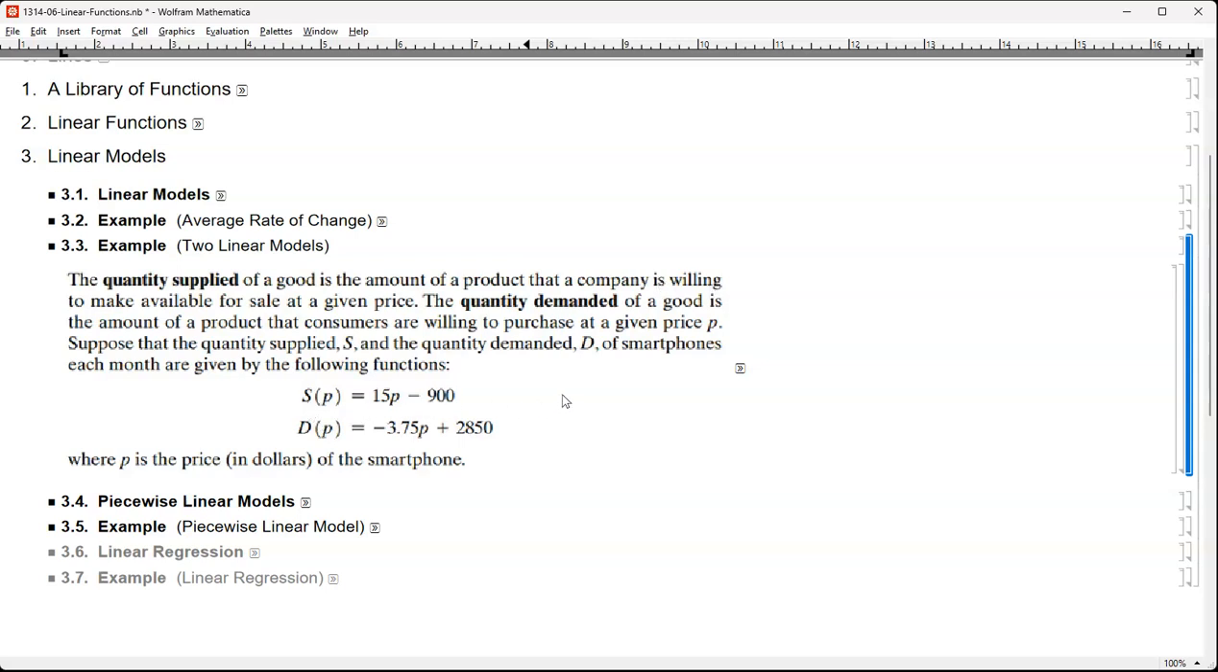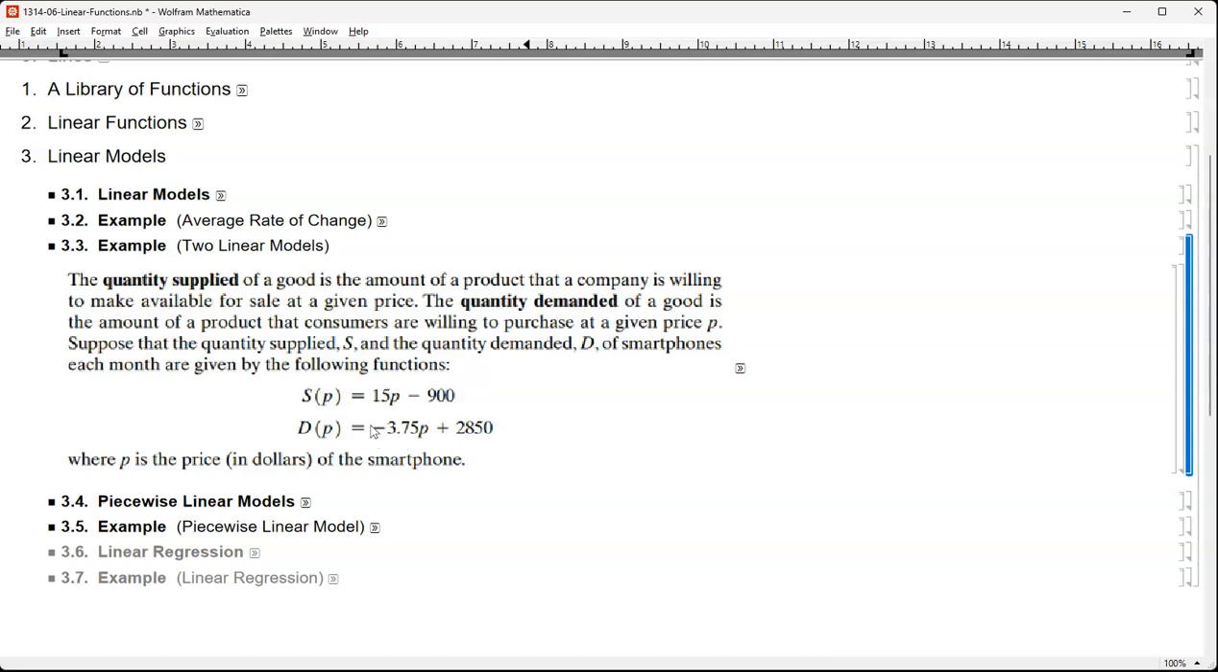S of P is 15P minus 900. So this has positive slope. So if price goes up, then the supplier is more enthusiastic to sell. They want to sell more to make more profit. Now look at demand. Demand has negative slope. So the more the price goes up, the less the people want to purchase.